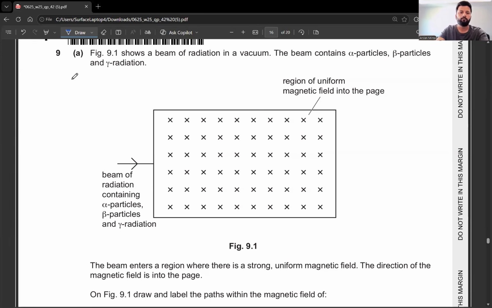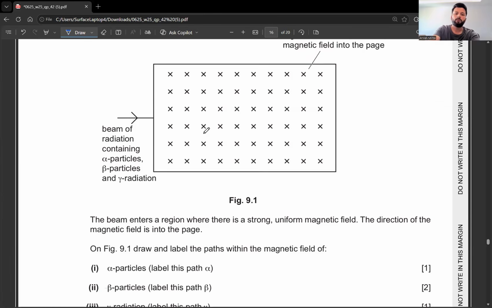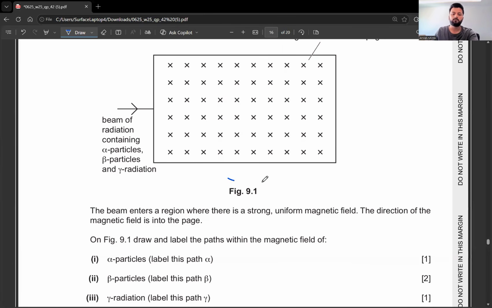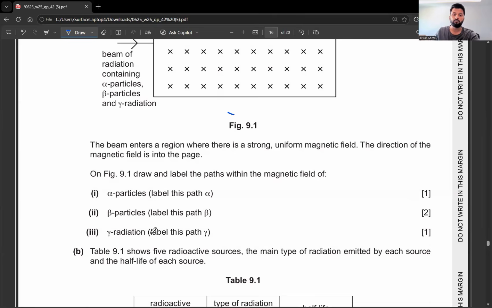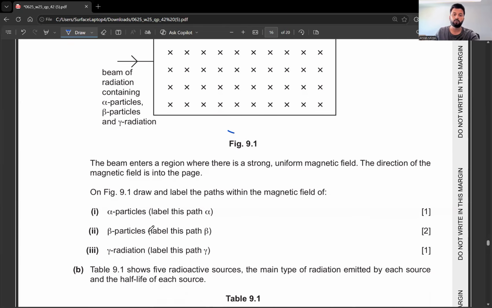Question number 9. Figure 9.1 shows a beam of radiation in a vacuum. The beam contains alpha, beta, and gamma radiation. The cross means the magnetic field is into the page. So the beam enters a region where there is a strong magnetic field. The direction of the magnetic field is into the page. Draw the path of alpha, beta, and gamma radiation.